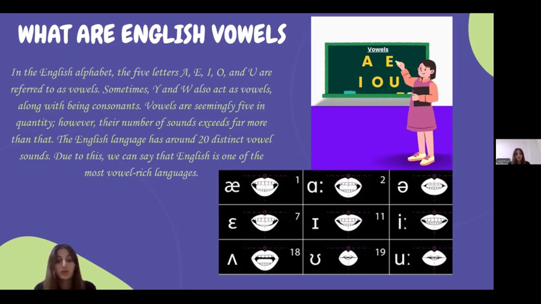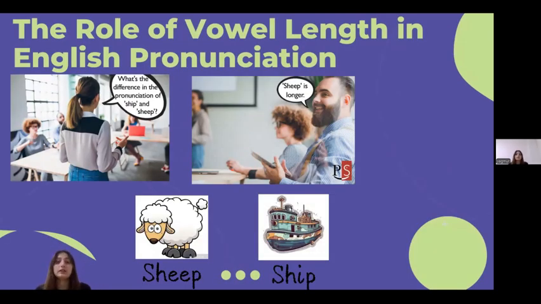So, what is the role of vowels in English pronunciation? You can see a dialogue between a teacher and a student. I can say mastering English pronunciation requires understanding more than just individual sounds. It involves recognizing how subtle variation like vowel length can drastically alter meaning. In this example, sheep or ship.